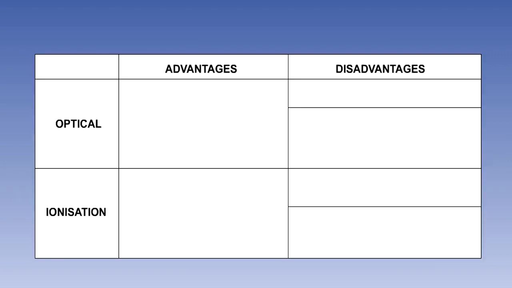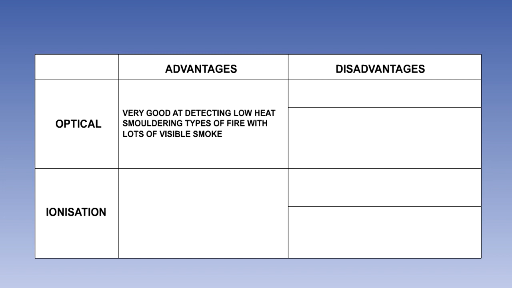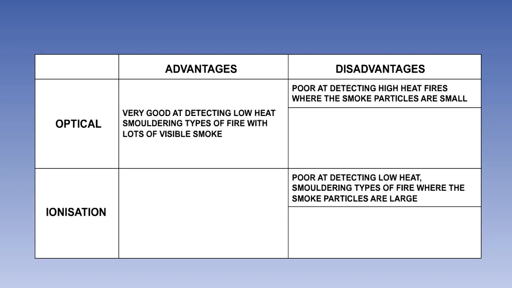The two types of detector, optical and ionization, both have advantages and disadvantages. The optical detector is very good at detecting low-heat, smouldering types of fire with lots of visible smoke. However, it is not very efficient at detecting high-heat fires, where the smoke particles are much smaller. The ionization type of detector has the opposite properties. It is very slow to detect smouldering fires, but quickly detects the smoke produced by high heat fires.